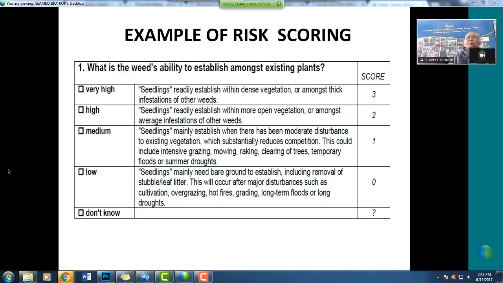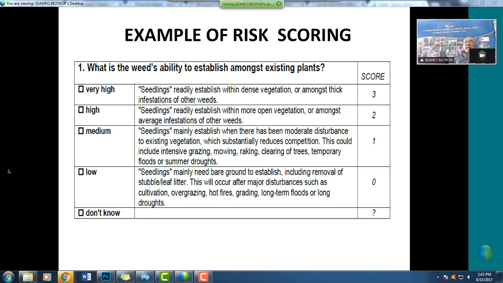Sorry. The first one is, what is the weed's ability to establish among existing plants? If a weed or invasive alien species seedling really establishes within dense vegetation among thick stands of other weeds, then it has a high probability of becoming invasive. That's why it is given score 3.